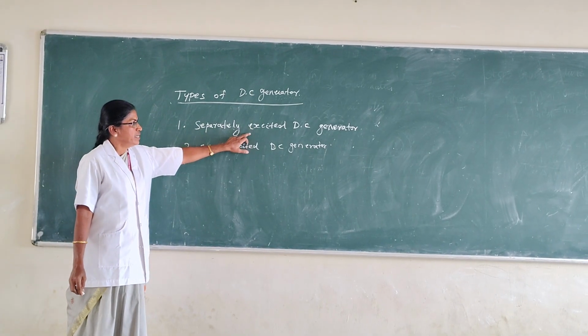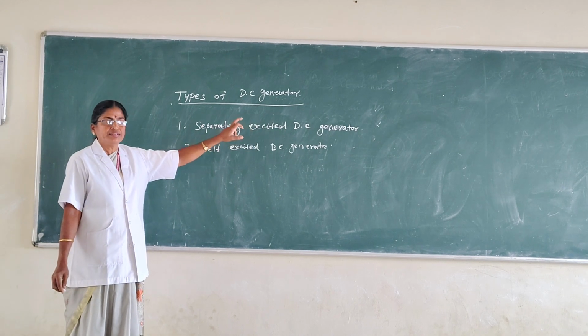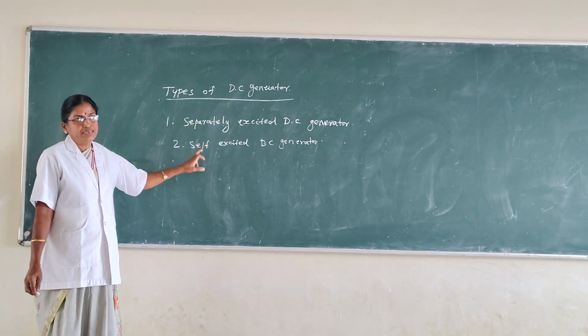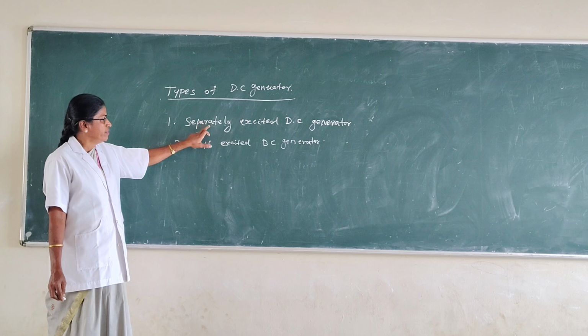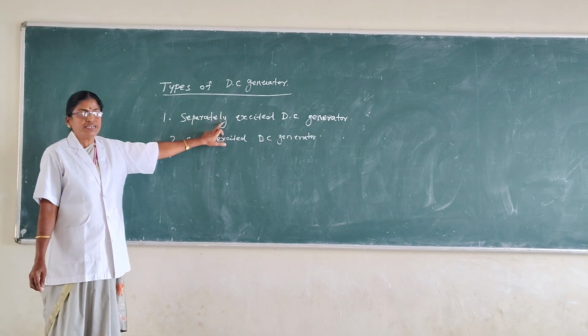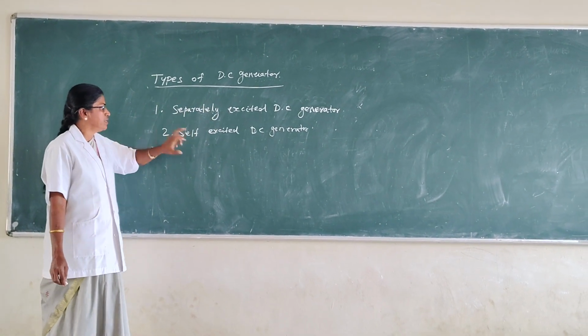Separately excited DC generator means the field winding is separately excited by the DC supply. Here the DC supply is separately given to the field winding. That is called a separately excited DC generator.